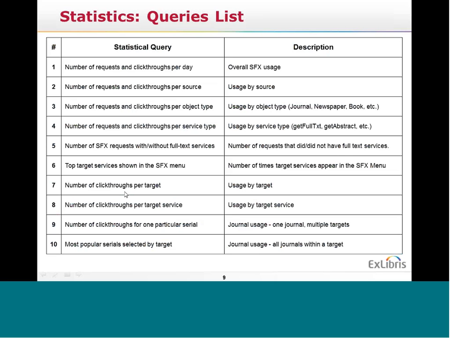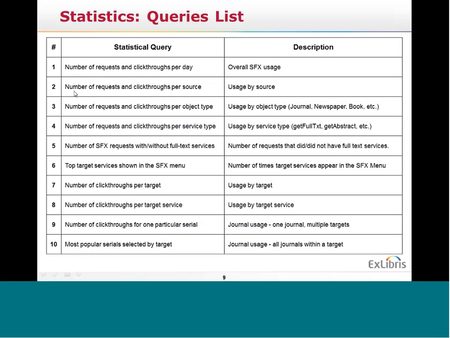The next couple of slides are descriptions of each of the 20 queries that are available in SFX. And the same list is in the accompanying presentation for this recording, so you can refer back to it at any point. For now, I'm just going to cover a few of the reports that may be of interest. The first one we'll take a look at is query number 1, the number of requests and click-throughs per day. This will give you a general sense of overall SFX usage. How many times are people clicking on the SFX button in the source database? Or in the case of Primo, how many times are they clicking on the View Online tab to see the SFX menu? If they see the SFX menu, how many times are they clicking on a link in that menu?